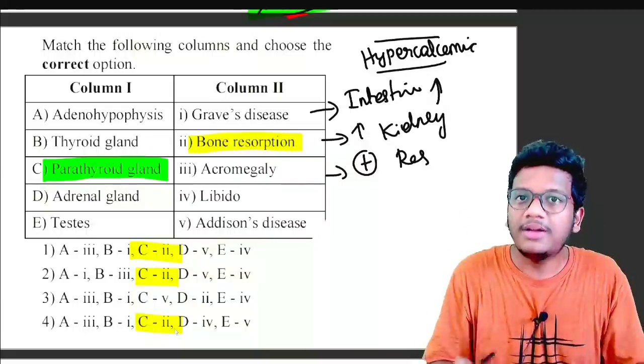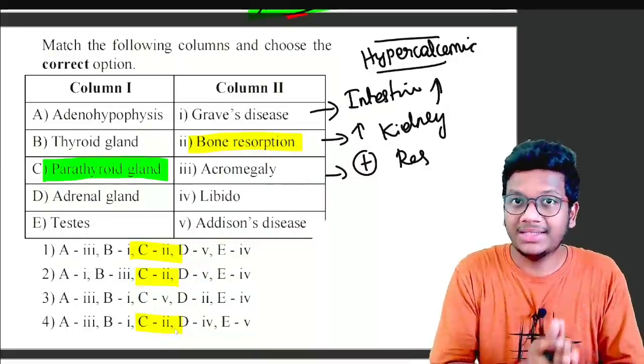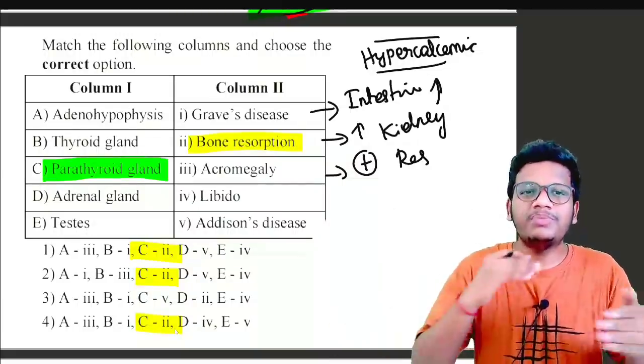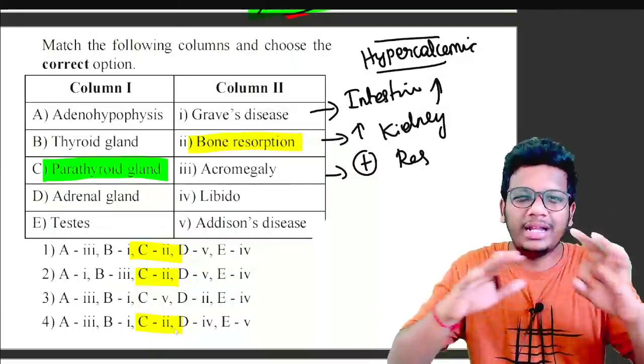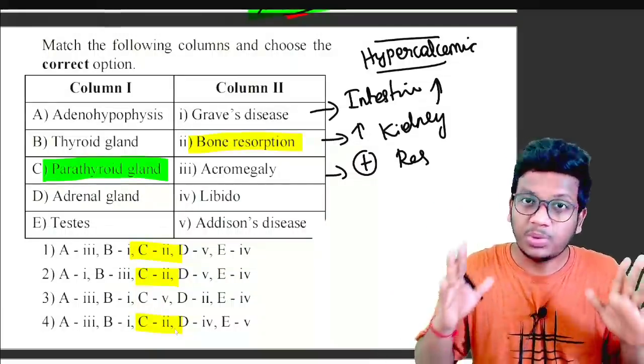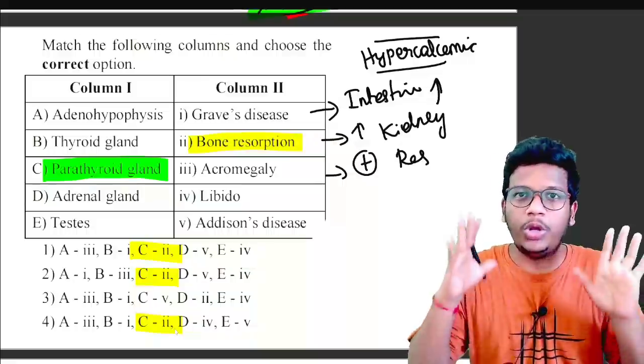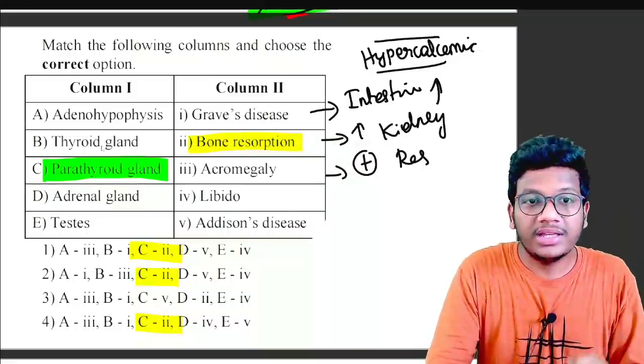I have picked this question to teach you a concept. If NTA has something related to parathyroid gland and calcium, now you are fully equipped. You can answer any question asked from the parathormone and calcium. Okay, got it? I have taught you every concept easily. Now go for the thyroid gland.